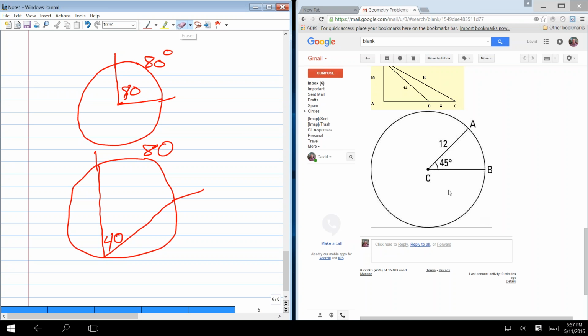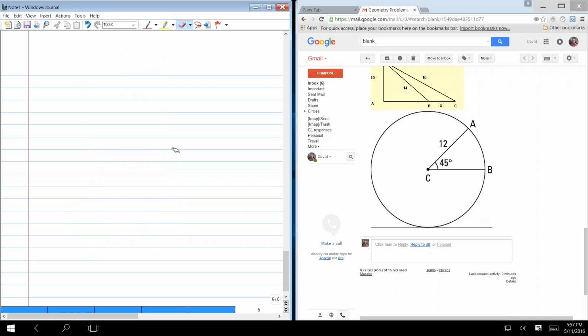Now, they may have actually been asking for the length of that. And let's solve that real quick, because that's another common question they could be asking for. If they're asking for the length of this, this is a circumference problem. So that would be the circumference of the whole circle?